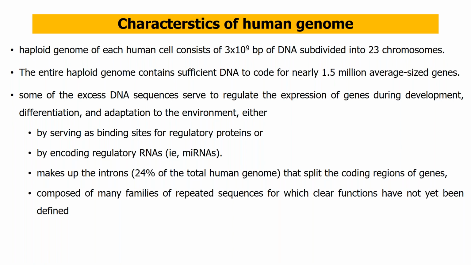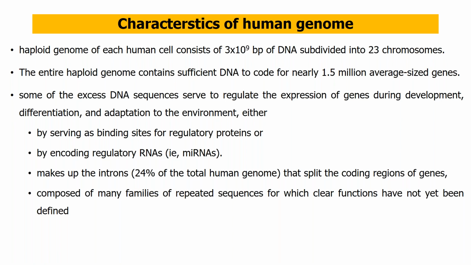So the human genome, I told you the characteristics. There is nothing more to explain; it is just to understand. Haploid genome has 3 into 10 to the power 9 base pairs of sequences divided into 23 chromosomes, and haploid genome has sufficient DNA to code for 1.5 million average size genes. Its purpose is to give binding sites for regulatory proteins and to encode regulatory RNAs, microRNA-like things.